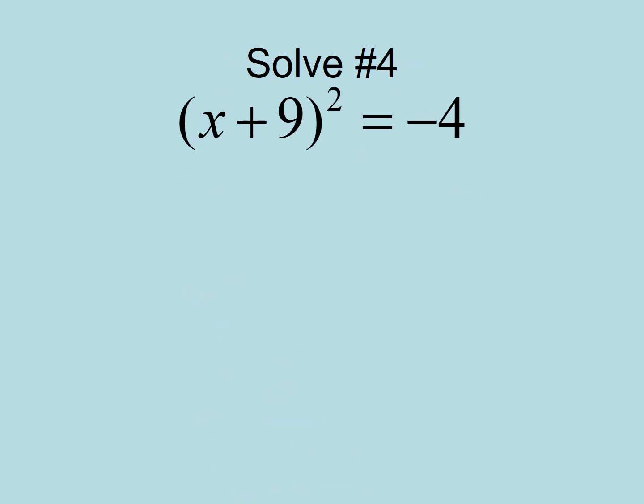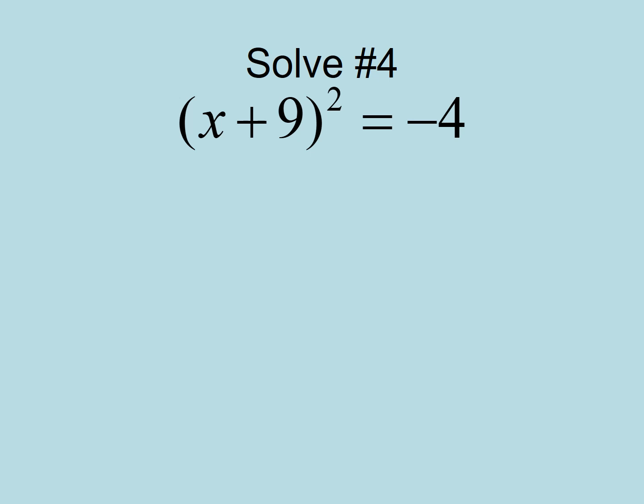Example number 4. This one's set up a little differently. So we have (x + 9) squared. That whole expression is getting squared, and that's getting set equal to negative 4. So in order to subtract the 9, we have to get rid of that squared, that 2, before we do anything with the x or the 9 in the set of parentheses.